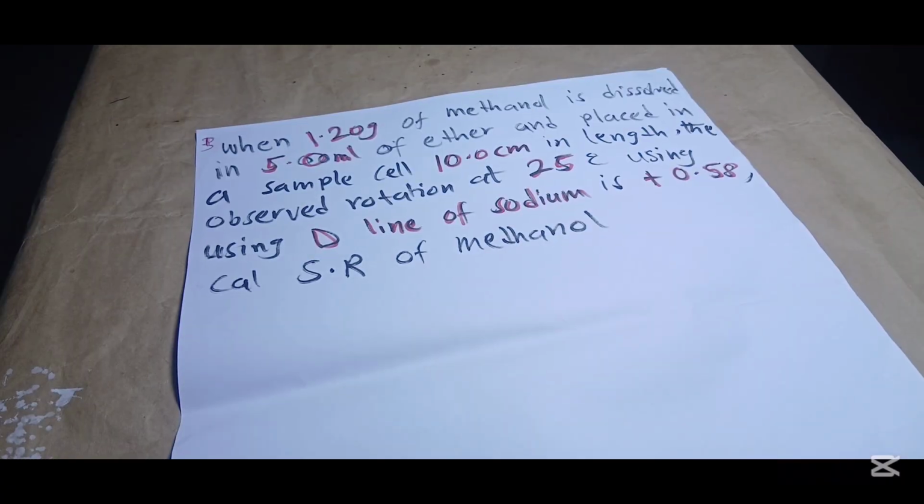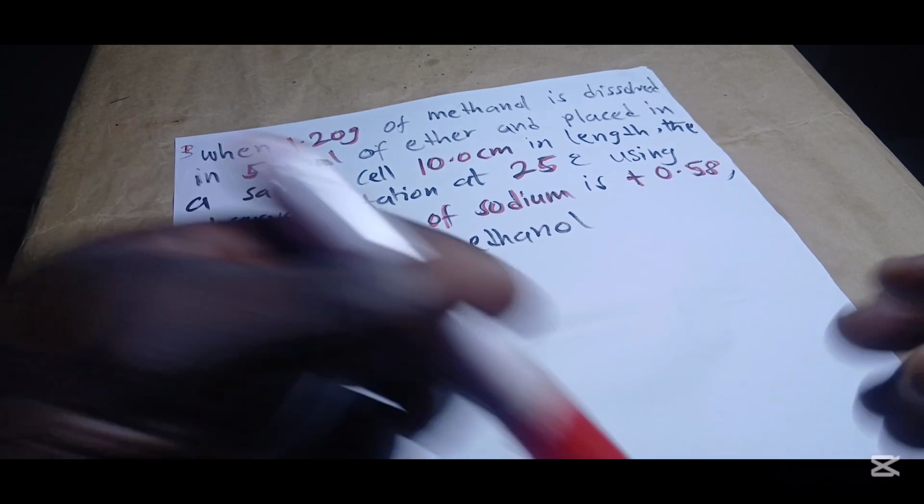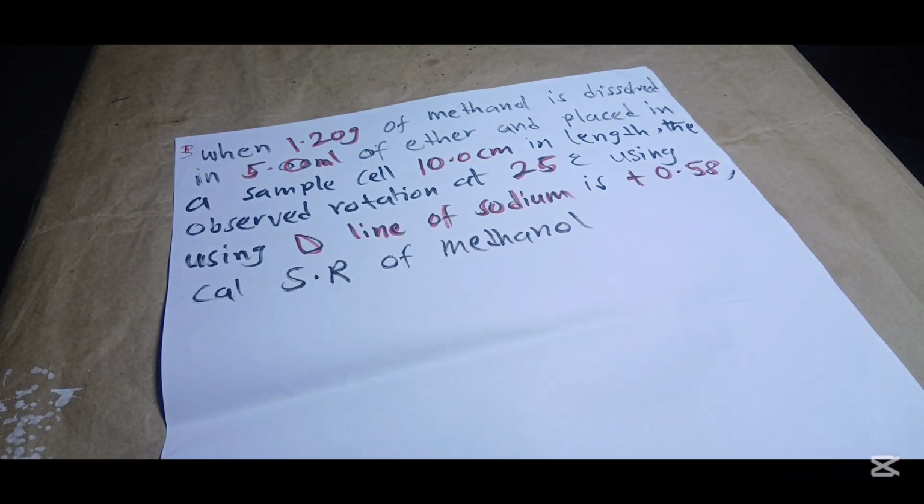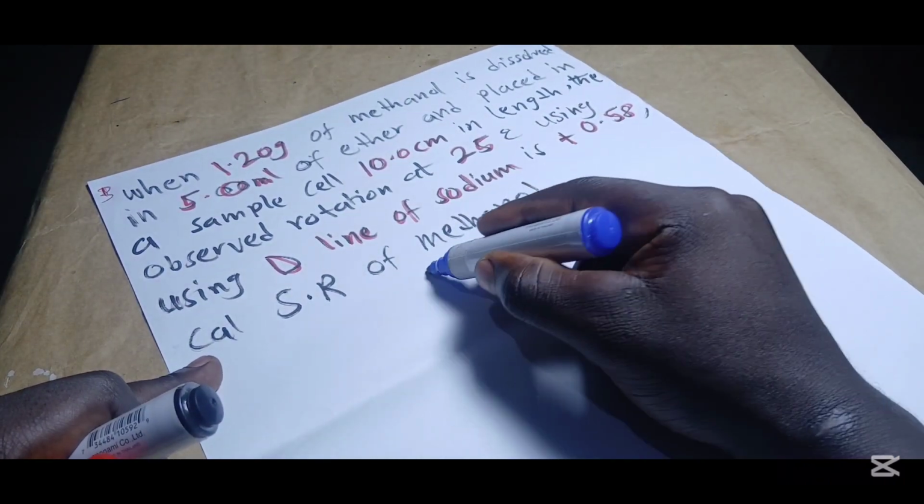When 1.20 gram of methanol is dissolved in 5.0 ml of ether and placed in a sample cell 10.0 centimeters in length, the observed rotation at 25 degrees Celsius using D line of sodium is plus 0.58. Calculate the specific rotation of methanol. Solution.